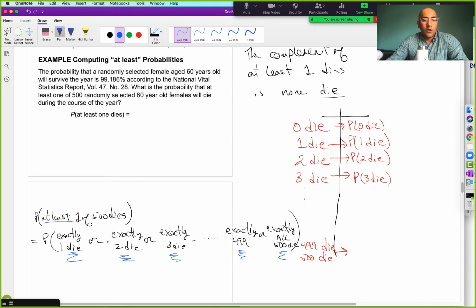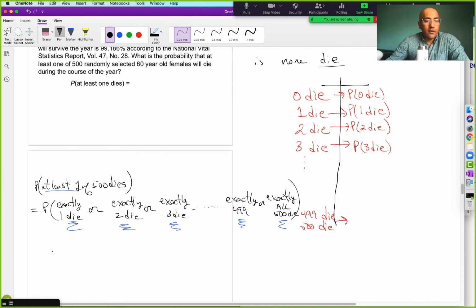Good, good. We know from our work from prior sections that these things are disjoint events, right? If exactly 2 died or 3 died, I can't have both happen at the same time, right? So these are disjoint events, right? Let's put those in there. These are all disjoint events.